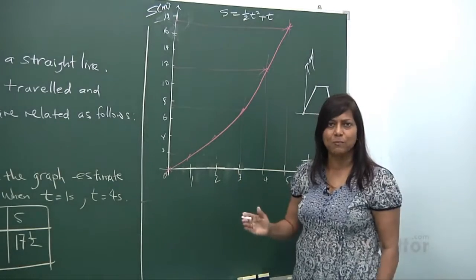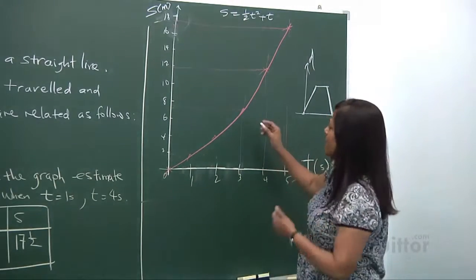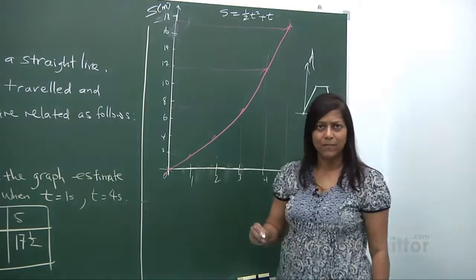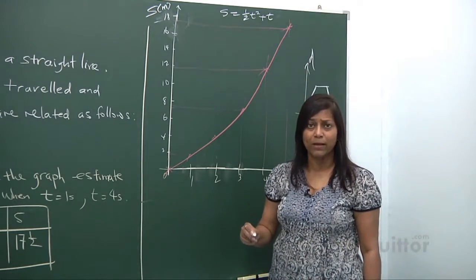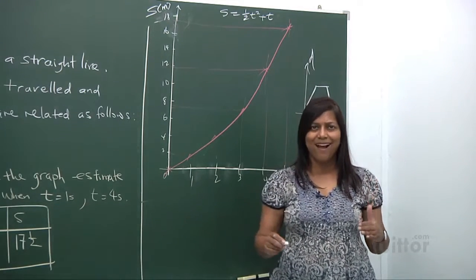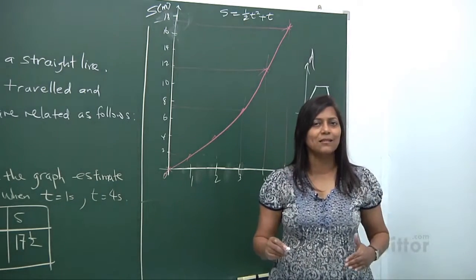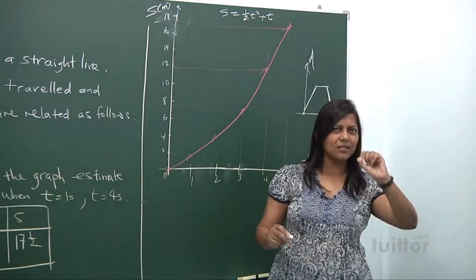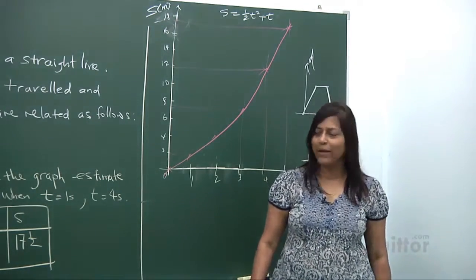It's a changing speed. And the speed, if you want to find out at any point, just draw a tangent. A tangent at that point. What is a tangent? A tangent is a straight line touching the circle or the curve at just one point. It just kisses the curve at one point.